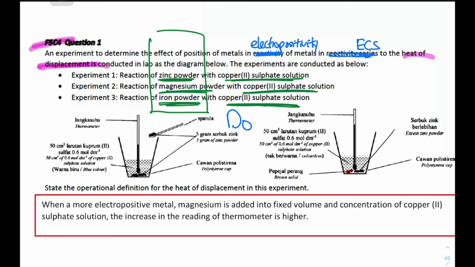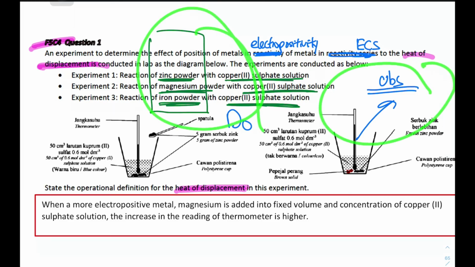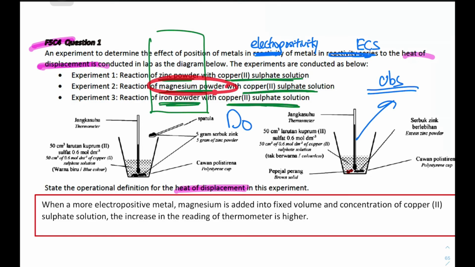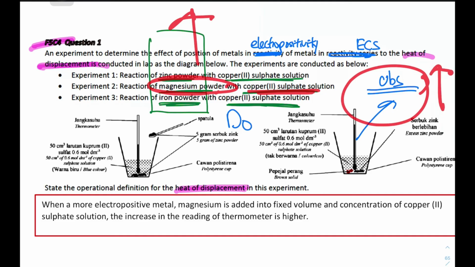Observation. Let's read the question first. The question wants us to give the operational definition for the heat of displacement. How to know whether the heat of displacement is higher or lower? What we have to observe is the thermometer reading. So let's make a comparison between what we do and what we observe. If we use a more electropositive metal like magnesium reacting with copper(II) sulfate solution, what will happen to the thermometer reading? The thermometer reading will be higher.